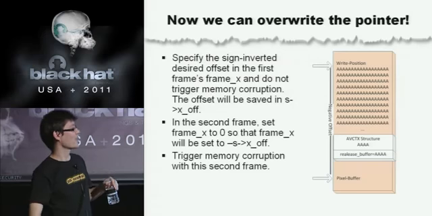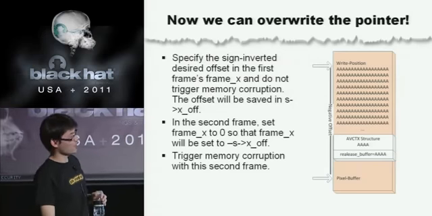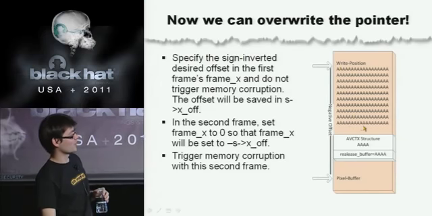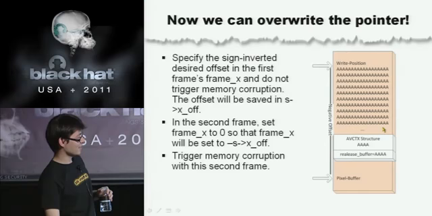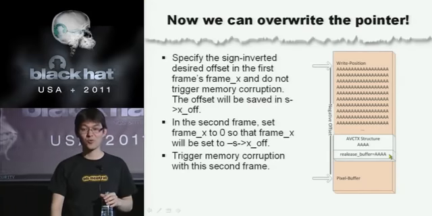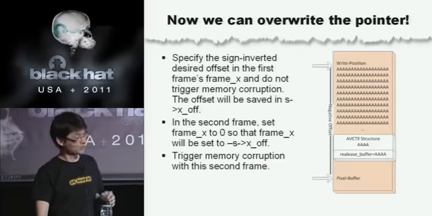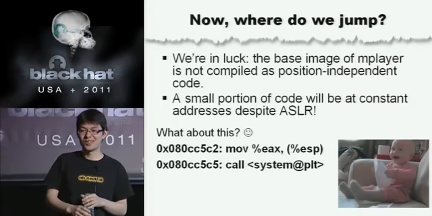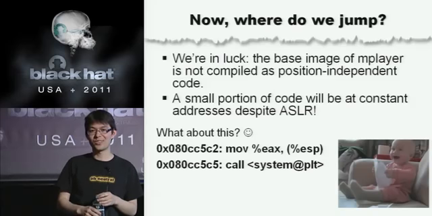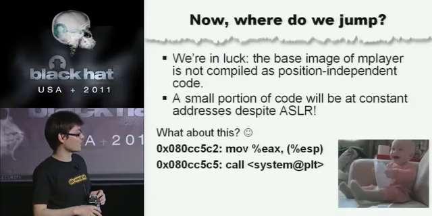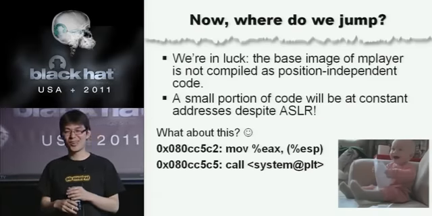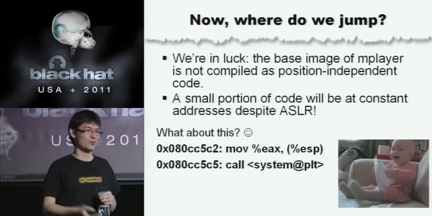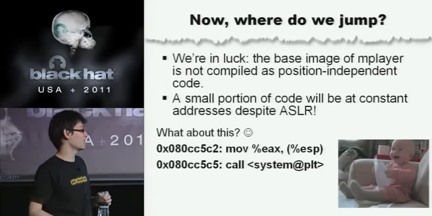All right. So now we can overwrite at higher positions in the heap. And so now the only question that remains is, where do we want to jump, and where do we go from there? And there's ASLR, but if you don't compile your code position independent, the main executable, then it can still be the case that you'll find something useful at a constant address. And that was the case for mPlayer, at least for Ubuntu and all the distros I tested.